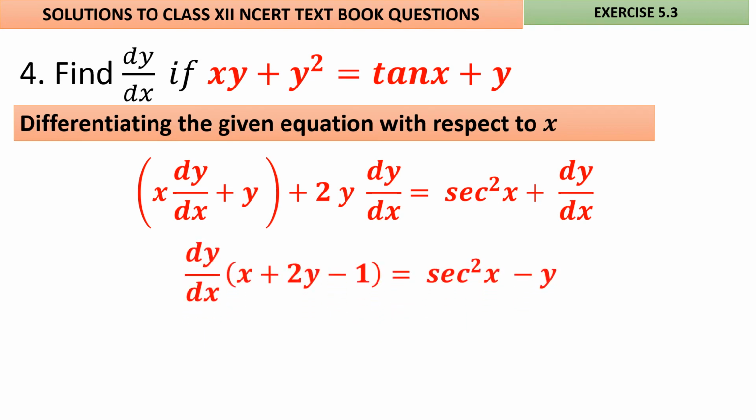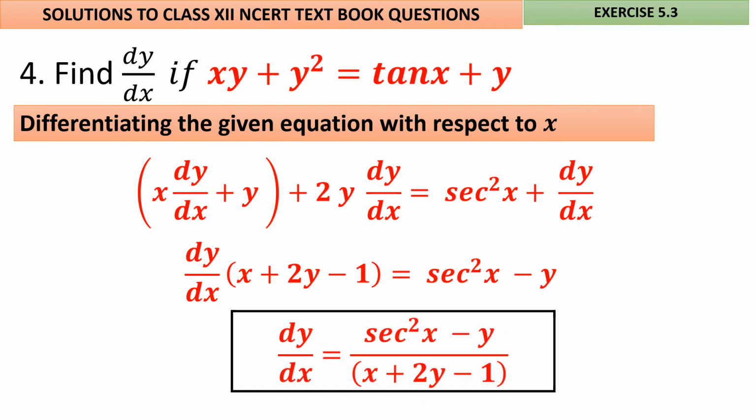Let us try to collect all dy by dx to one side. It will become x plus 2y from the left hand side and minus dy by dx from the right hand side when it comes to the left hand side. Therefore, when dy by dx is taken outside, it will be minus 1. The right hand side will be secant square x minus y. Very simple now. Dy by dx is secant square x minus y upon the coefficient of dy by dx on the left hand side, that is x plus 2y minus 1. The right hand side now contains both x and y.